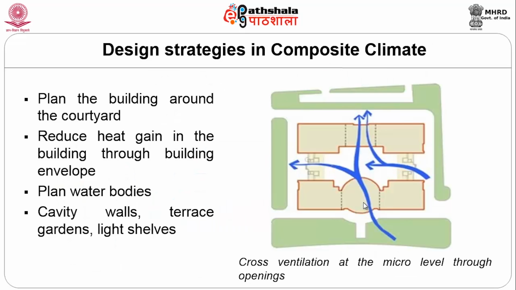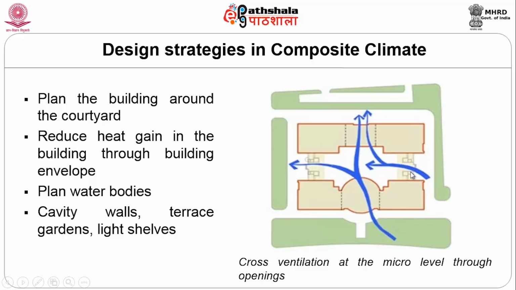Design strategies in composite climate. Plan the building around the courtyard. Reduce heat gain in the building through the building envelope. You need to plan water bodies, cavity walls, terrace gardens and light shelves. So you need to have cross ventilation at the micro level through the openings. You have a courtyard, and that's one of the important factors that we need to see.